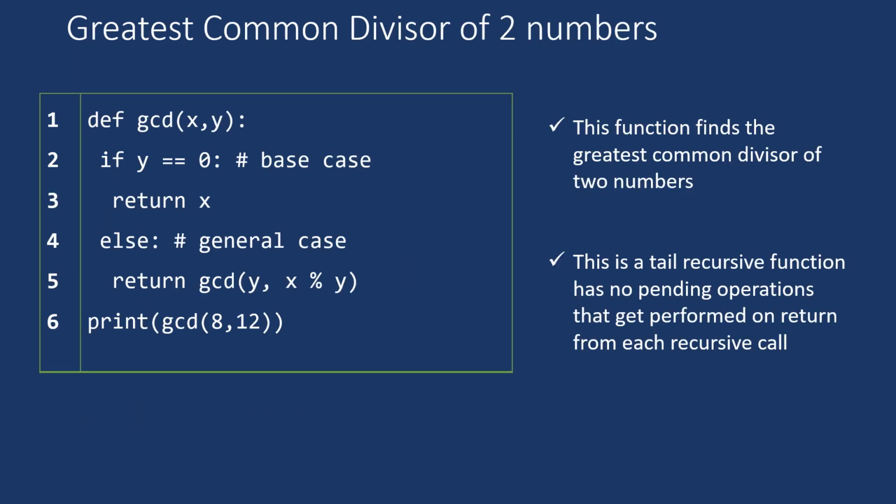Now we're going to look at an example of a recursive function. The one we're going to look at is the greatest common divisor. So we're going to take two numbers and find the greatest common divisor of those two numbers. This is the function we're going to use. It's a recursive function. It's in fact a tail recursive function, so it has no pending operations that get performed on return from each call. There are different types of recursive functions, but the one we're going to focus on is a tail recursive function. You can see on line 5 that it calls itself, and then the base case is where it returns the value of x.